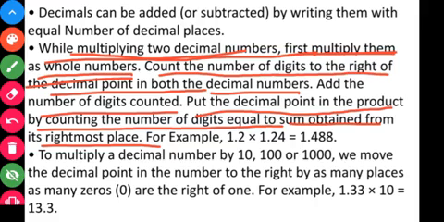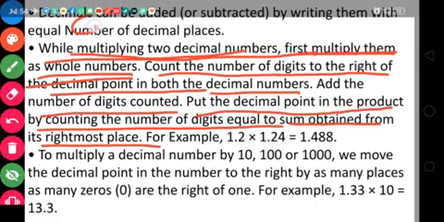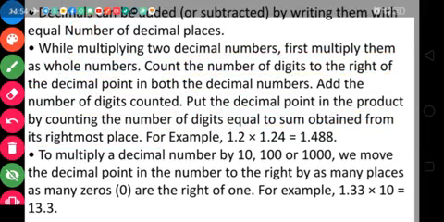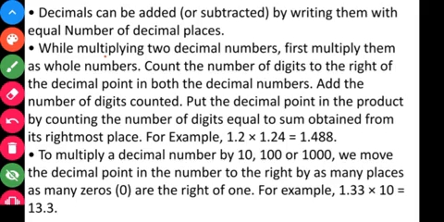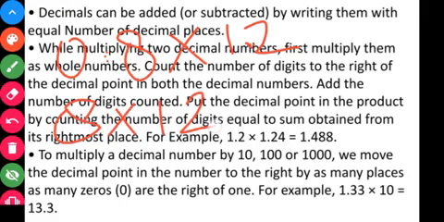Okay, so take an example. You know 0.8 into 1.2, you can take. So first you multiply like whole numbers. Here 0.8 is given and here 1.2 is given. So you will multiply like whole numbers. That means 8 into 12. So 8 into 12 is 96.